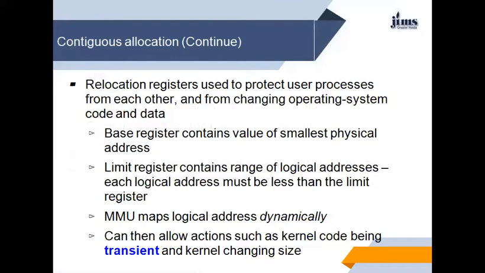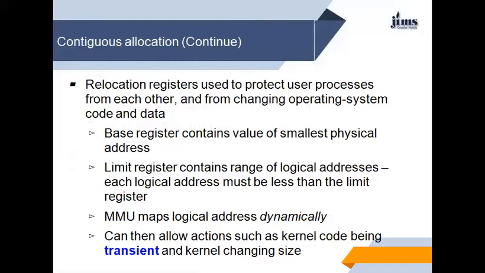We have also discussed earlier that when the CPU generates a logical address, that logical address should be less than the limit register. Then when we add the base register and this logical address, we get the physical address, and the MMU maps the logical address dynamically. The MMU mapping the logical address dynamically can then allow actions such as kernel code being transient and the kernel changing size.